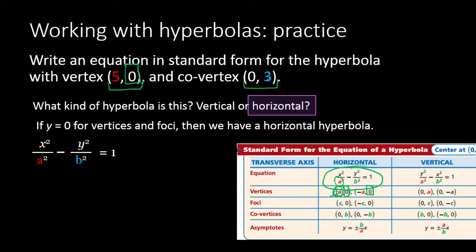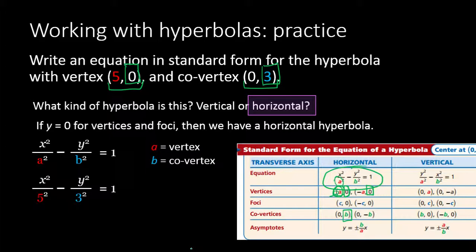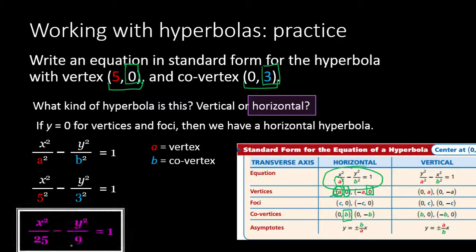Same thing with my covertex. The y value is 3. If I look at covertices, the y value corresponds to b. So I'm able to fill in both a and b. So 5 is my vertex, 3 is my covertex. Now I've filled in everything I need, and I can take it one step further just by simplifying 5 squared and 3 squared. So this is the equation in standard form for this hyperbola.